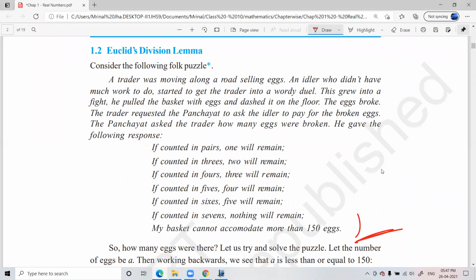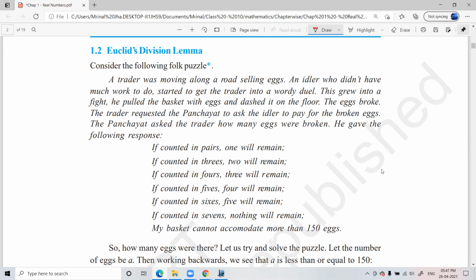Okay, even if you have not completed reading it, let's follow along with me. What's happening is there is a trader moving along a road selling eggs. He wants to sell eggs. There was an idler, meaning someone who had no other work to do, who started to get the trader into some wordy duel, meaning he started an argument. The argument grew into a fight, and he dashed the basket with eggs, and it fell on the floor.